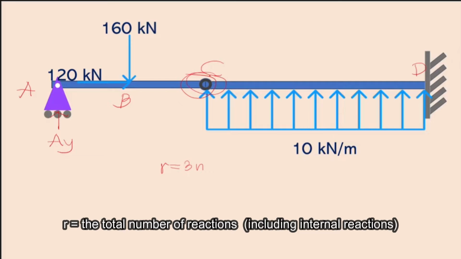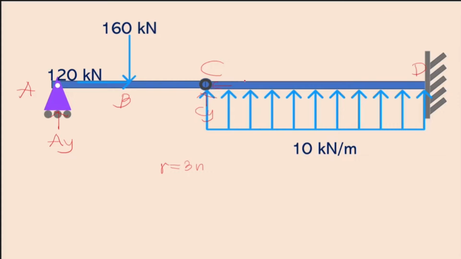And then internally, dito sa C, we have two reactions. Kasi this is an internal hinge. So, we have CY, and then we also have CX. And then dito sa fixed support, we have three reactions. Isang vertical, let's say dy, isang horizontal, which is dx, and then isang moment reaction. Now let's say that's clockwise. So this is md. And so diba, we have a total of 1, 2, 3, 4, 5, and then 6. So we have 6 reactions. So this will be 6.